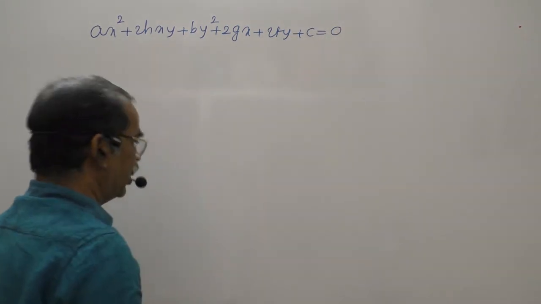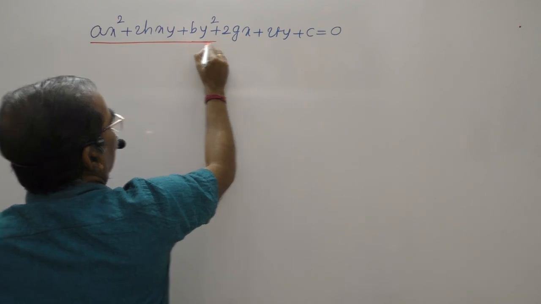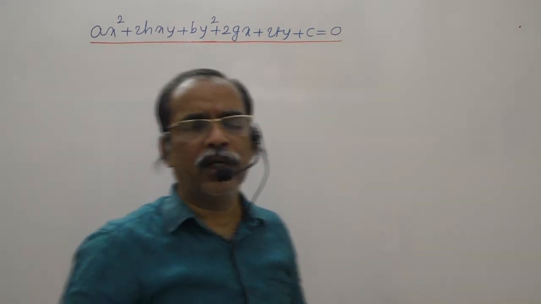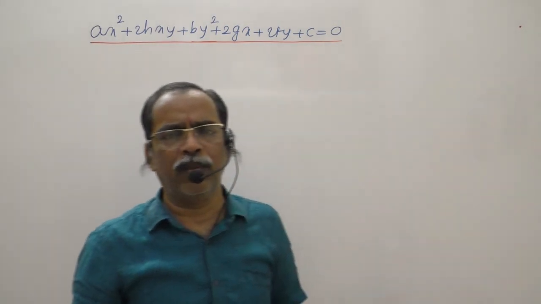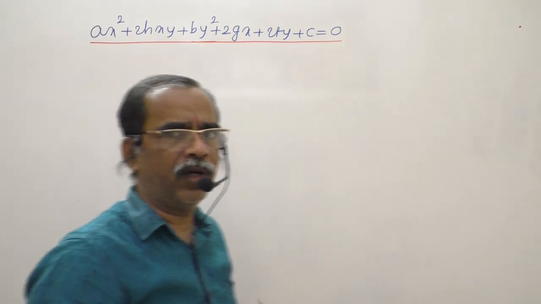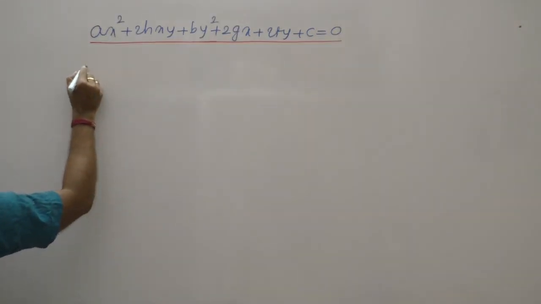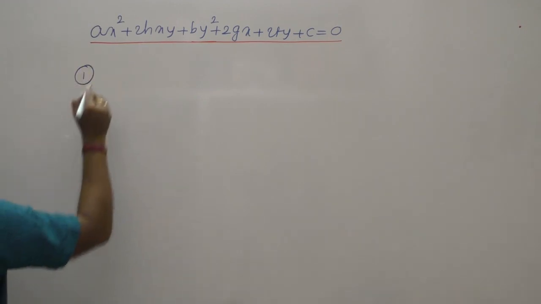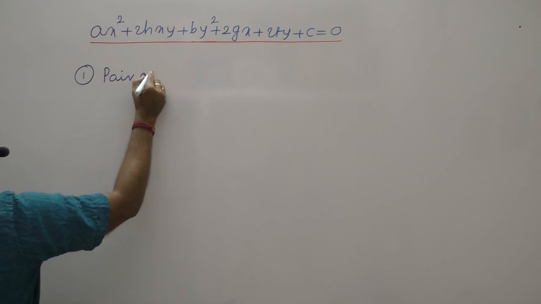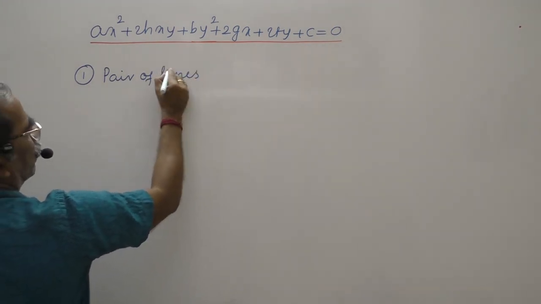Right, this is the equation. This is known as a second degree non-homogeneous equation. When it represents a pair of lines, when it represents a parabola, hyperbola, ellipse, etc., we will discuss now. So firstly, this equation will represent a pair of lines. Listen carefully. This equation represents a pair of lines.